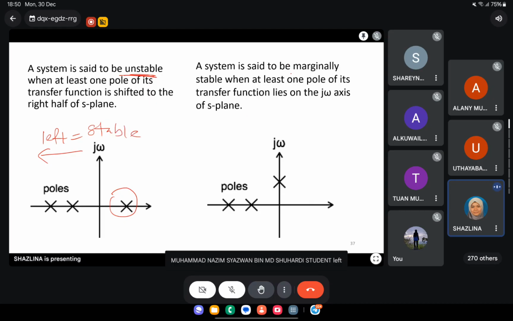A system is said to be marginally stable when at least one pole of its transfer function lies on the complex j omega imaginary axis of the S plane, meaning that the poles are on the left and also have one on the imaginary axis. So this one is marginally stable.